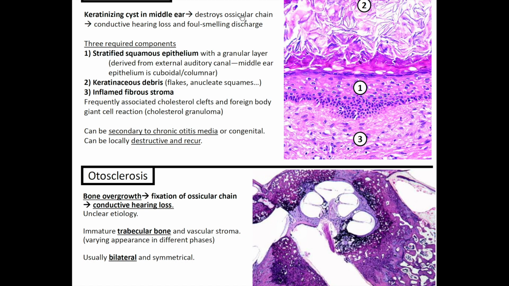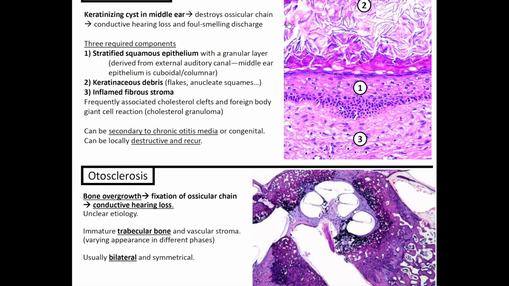All right, next up we have a cholesteatoma. Can't say I've pronounced that one many times in my life, so I apologize if I mispronounced it. So this is a keratinizing cyst in the middle ear. It destroys the ossicular chain, and it leads to conductive hearing loss and foul-smelling discharge.